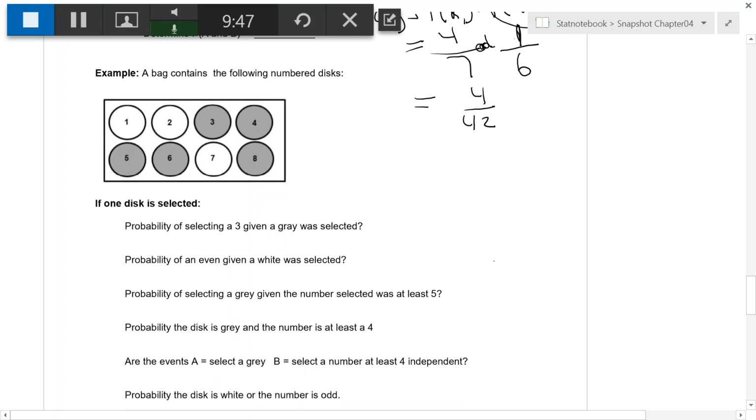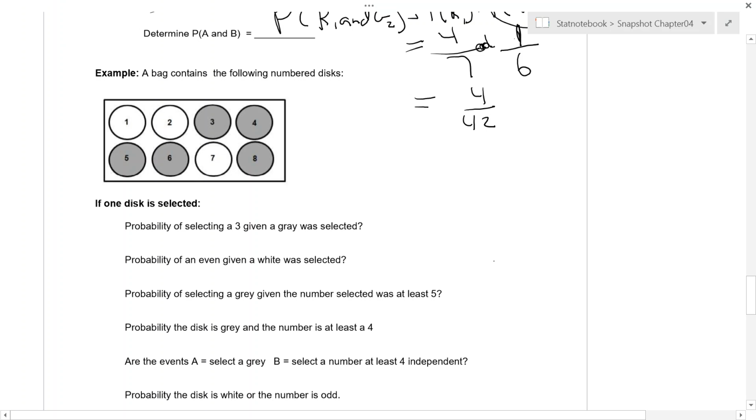Next problem. A bag contains the following numbered discs. So look at the bag. 1 disc is selected. I want the probability a 3 is selected given a gray was selected. So a 3 is selected knowing it was gray. Well, I'm only looking at the gray disks because I told you a gray was given. In this world here, there's one way to get a 3. There's 5 ways to get something. 1/5.